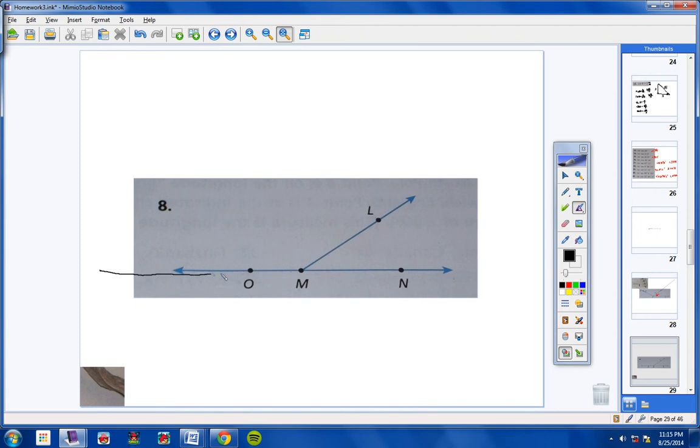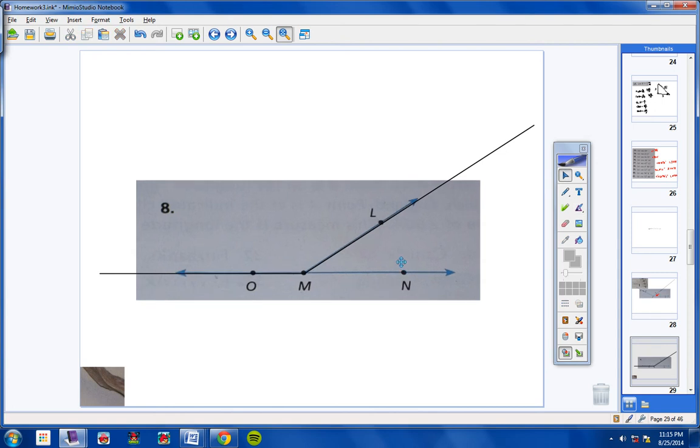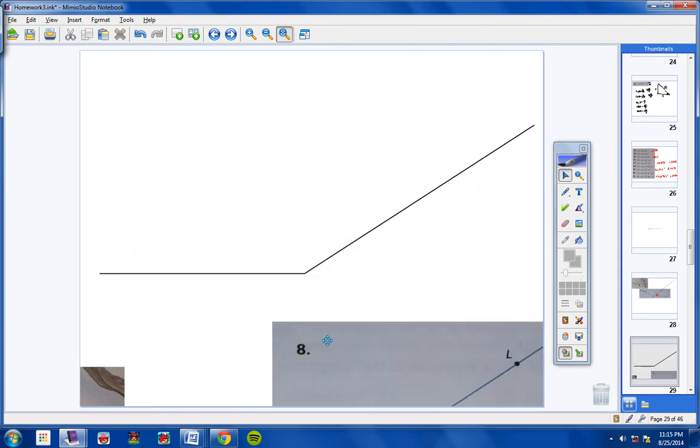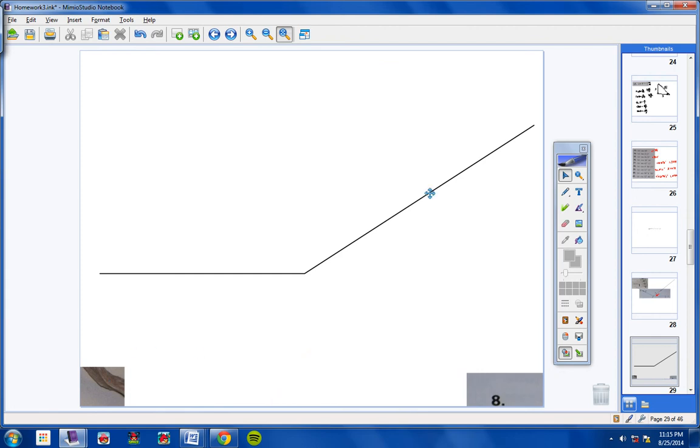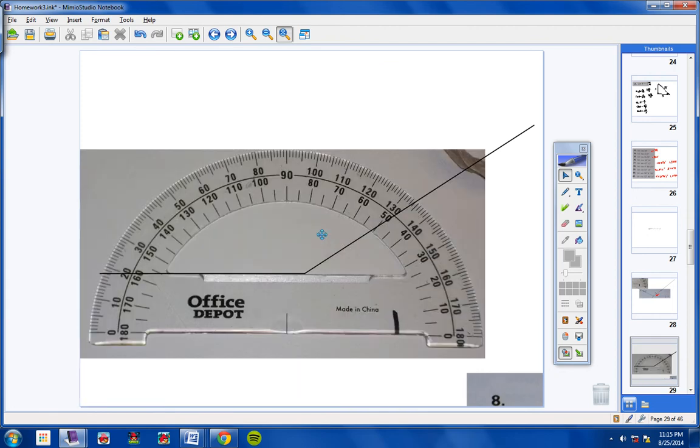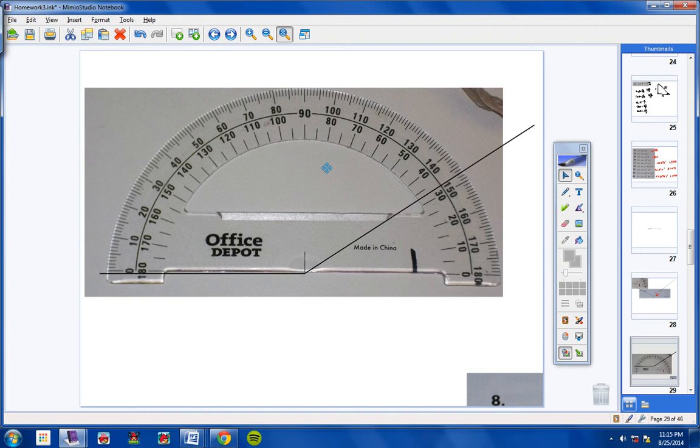So I'm going to trace that angle like this and like that. That's not too bad. If you slide this down, that's really good actually. So we're going to measure that angle. Let's slide this out of the way. Let's pull our protractor up, and we're going to put that about right there, it looks like to me.